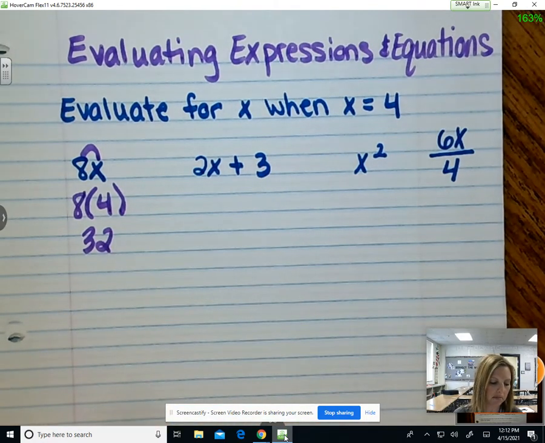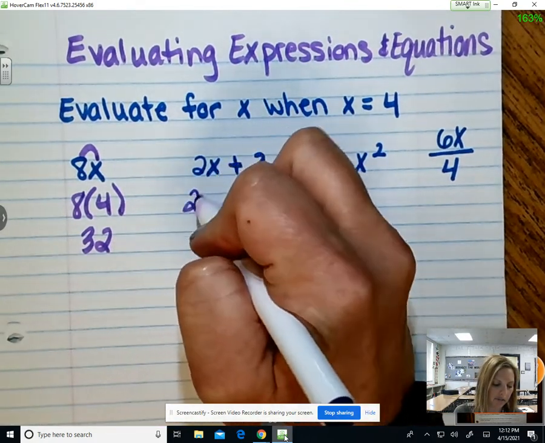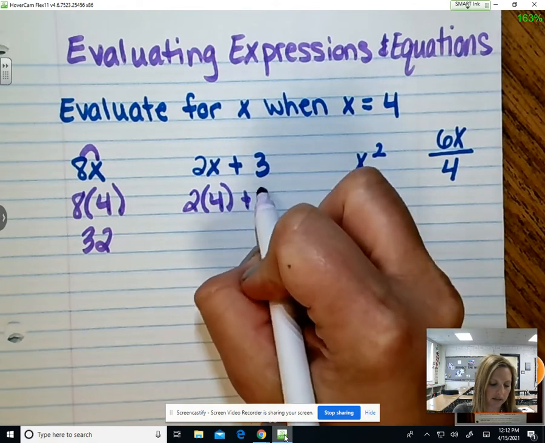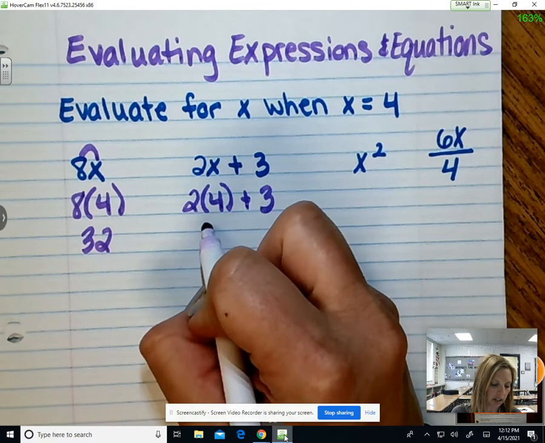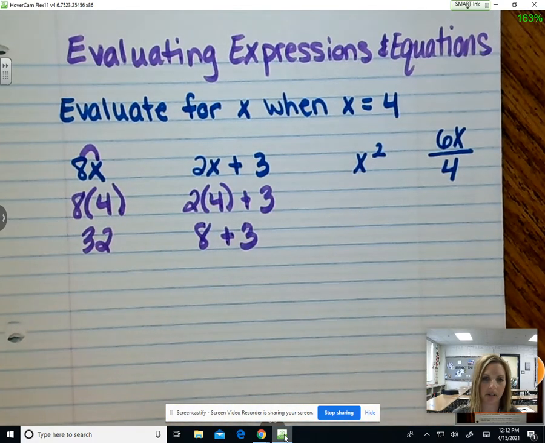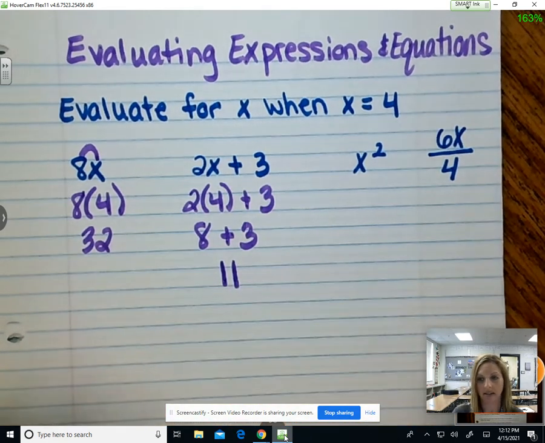For the next problem, again, I have a number and a variable next to each other. So I have 2 times my x, which is 4, plus 3. And then I'm going to go ahead and solve. 2 times 4 is 8 plus 3. And then my last step is to go ahead and add. Because I'm doing order of operations, I needed to do that multiplication first. So don't forget to follow order of operations. And then that is my answer, 11 at the end.